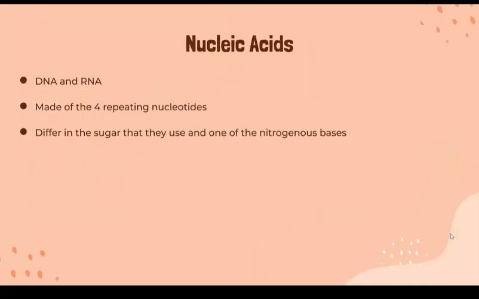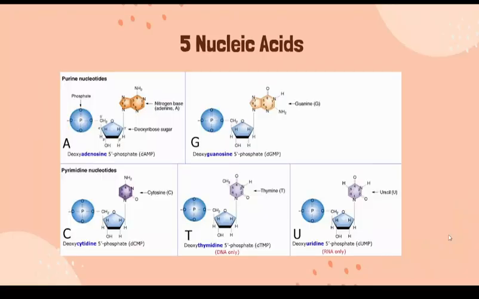So let's go ahead and start with nucleic acids. There are five different nucleic acid bases, and they're also separated into DNA and RNA, by the way, and made up of repeating nucleotides. If you didn't know that earlier, the only difference between these nucleic acids is the sugar that they use and the nitrogenous bases. So let's look at these five different ones. I want you guys to take a couple seconds and see if you see any difference.